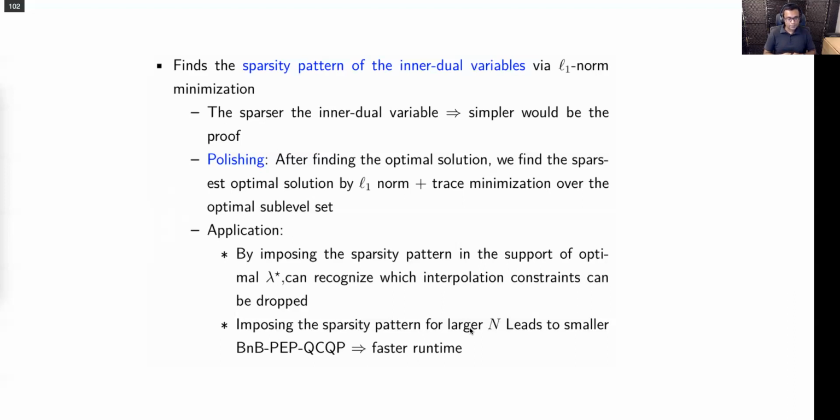Not only that, another benefit of having this polishing is that if we can recognize the sparsity pattern, then we can impose that sparsity pattern for larger n. That will lead to smaller BnB-PEP QCQP, and this will lead to faster runtime. Now, of course, imposing this sparsity pattern for larger n will make this inherent assumption that the pattern that you see for smaller values of n will hold. But empirically, we have actually found this to be true. So from a practitioner's point of view, this is actually a good idea to speed up the runtime.